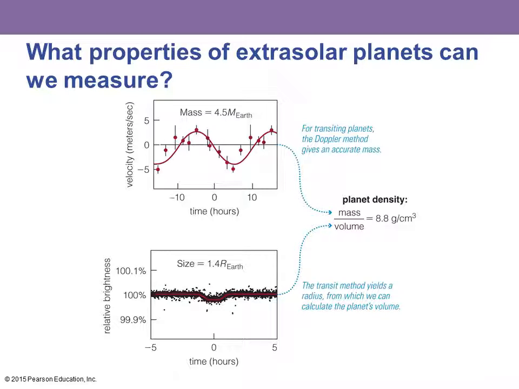Well, here's two different curves of the same type of planet. For transiting planets, the Doppler method gives us an accurate mass. The transit method will also yield the radius of the planet. So if we have the mass and we have the volume of the planet, we can calculate the planet's density.